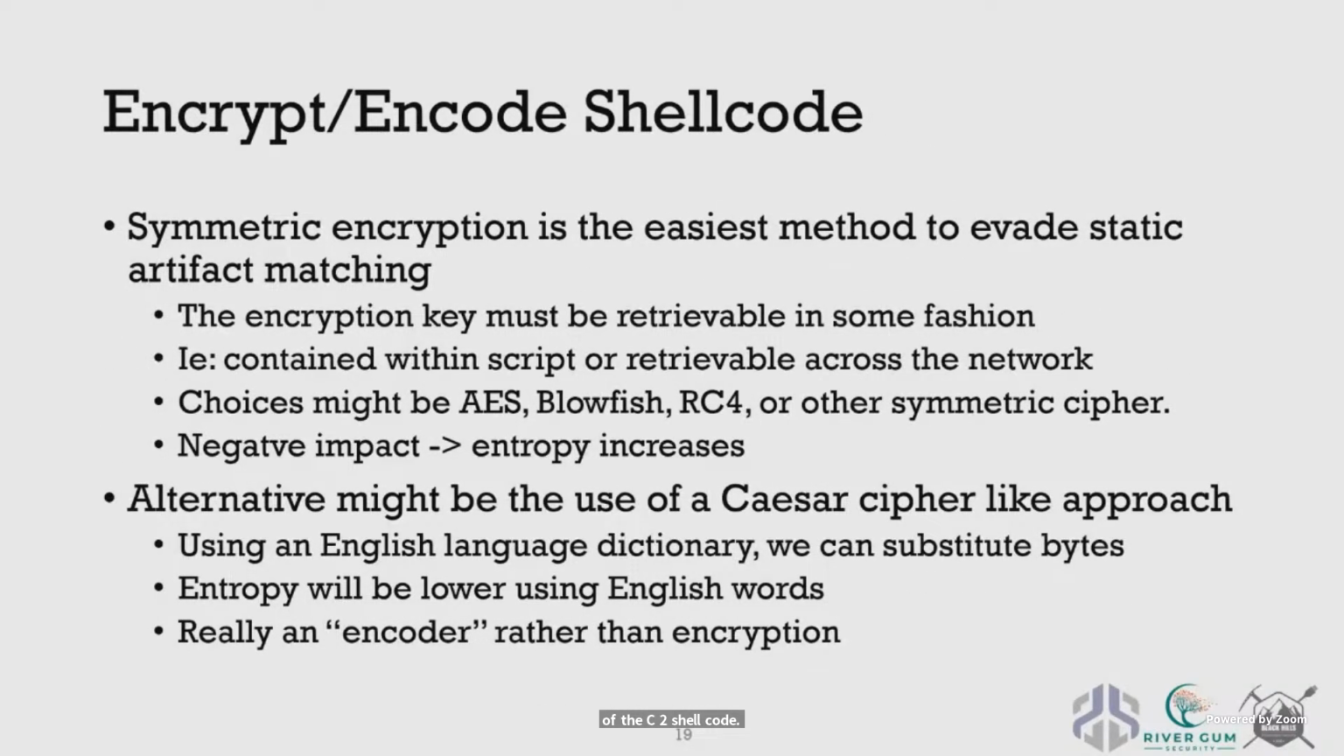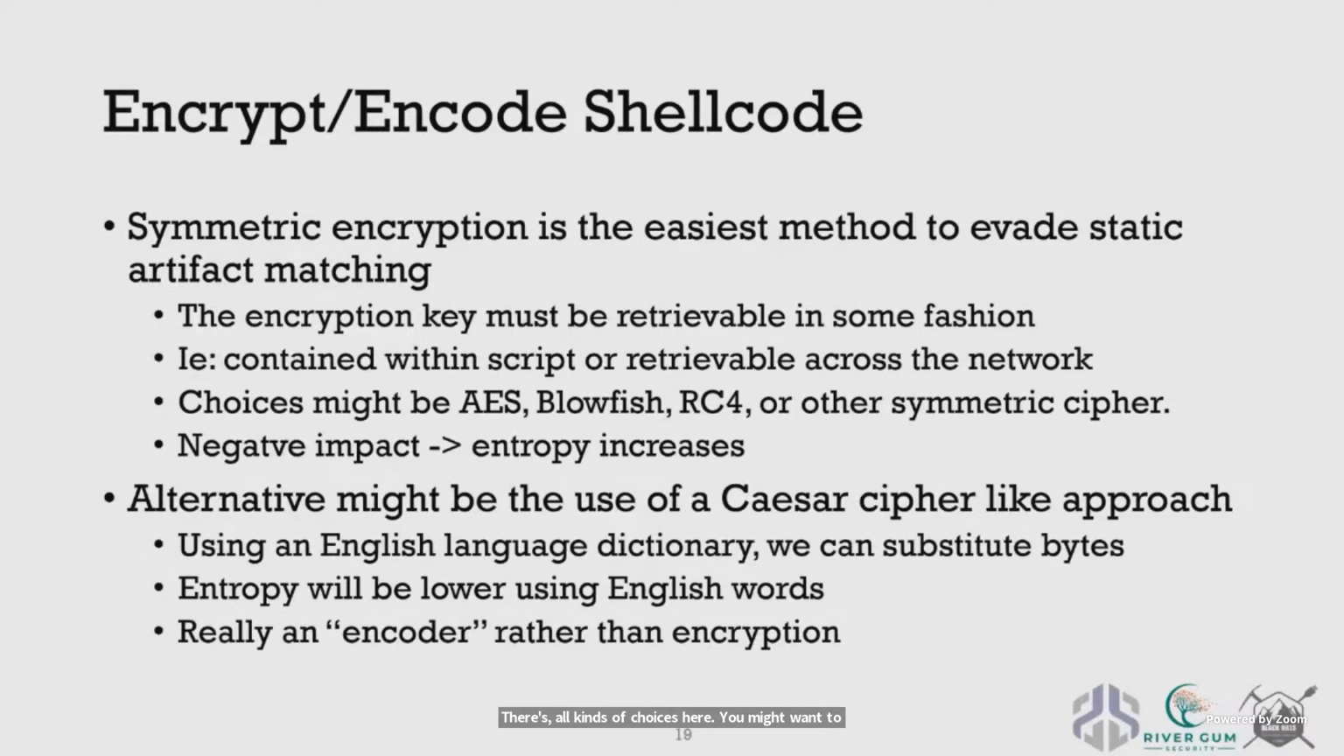For encrypting and encoding the shellcode, symmetric encryption is the easiest way to evade static artifact matching. Of course, you're going to have to retrieve the encryption key somehow in that artifact so that you can actually decrypt the shellcode before executing it, right? The easiest way is just to stick it in the same script if it's a Python script, or have it retrievable across the network somehow. I've played with the idea of having encryption keys just sitting in DNS records that you can just go look up when the artifact fires. There's all kinds of choices here. You might want to use AES, Blowfish, RC4, some symmetric cipher.